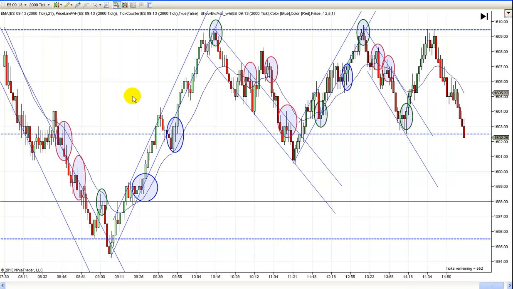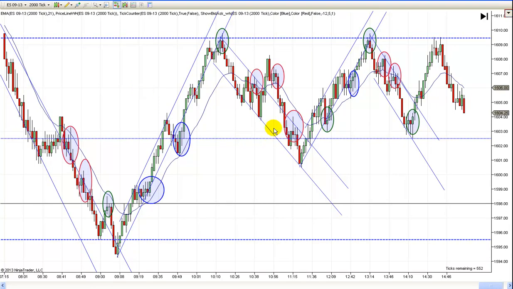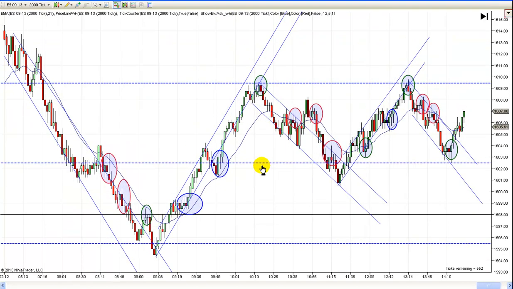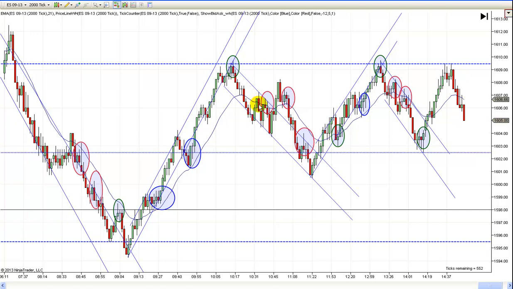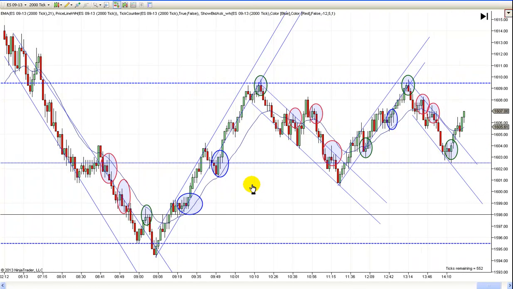Somebody did ask me yesterday, I meant to talk about it. I did talk about the reversal patterns, but somebody else asked me about the reversals off the trend lines. And what you're looking for is a signal bar that looks really good or a trap. And so if there's a big move, we don't really have it here. There's no big move. But here's an example.